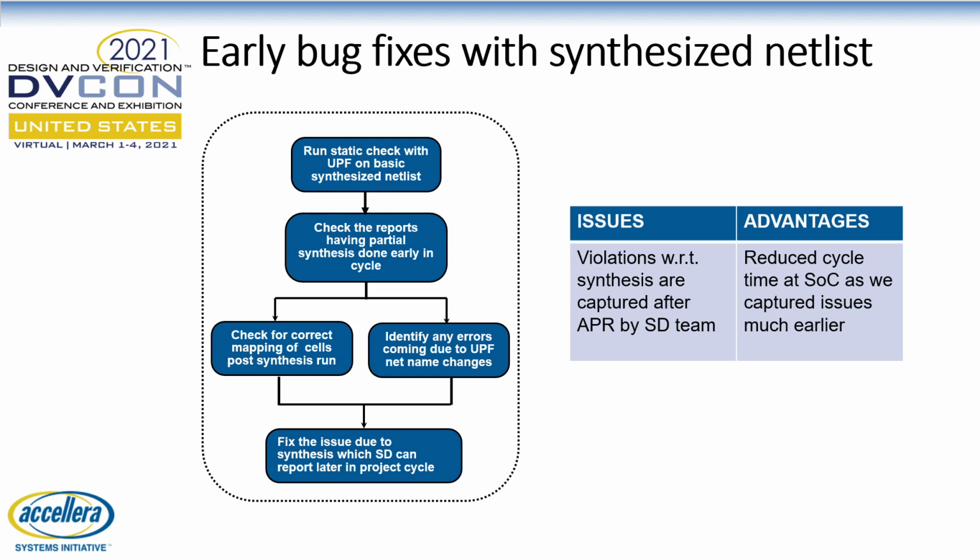And sometimes we had to fix issues which were reported after synthesis but were not reported earlier in the RTL based netlist. So all these violations were captured beforehand and thus reduced the cycle time at SOC, and also our project cycle time, because eventually they have to come after the feedback from SD, the structural design team. So we have done it at our end on the basic synthesized netlist.